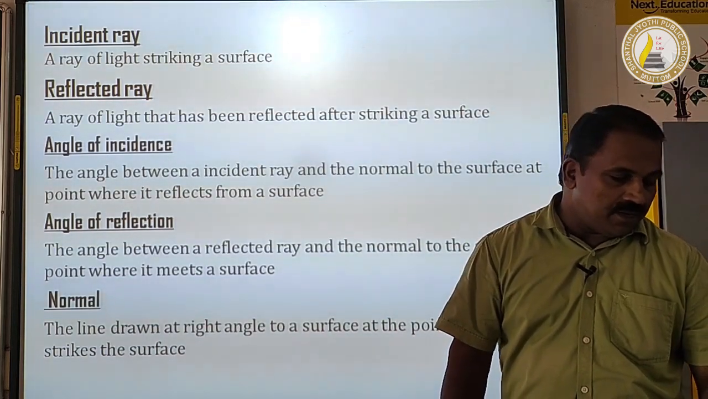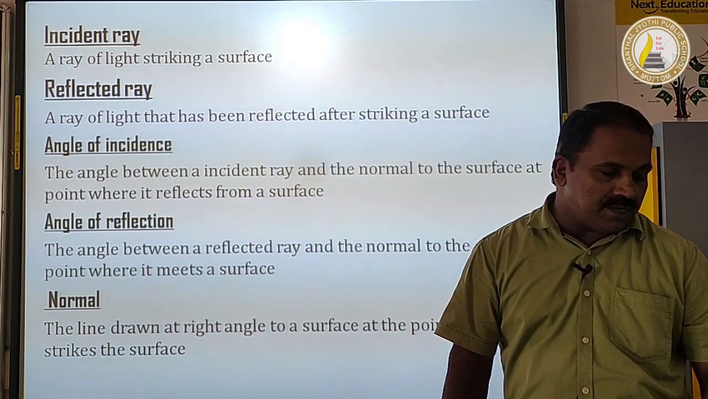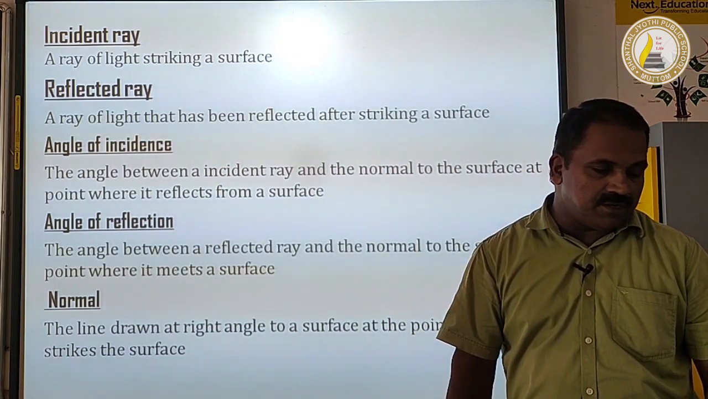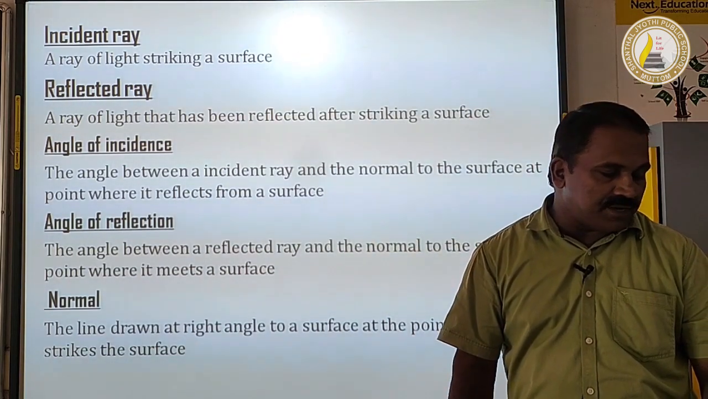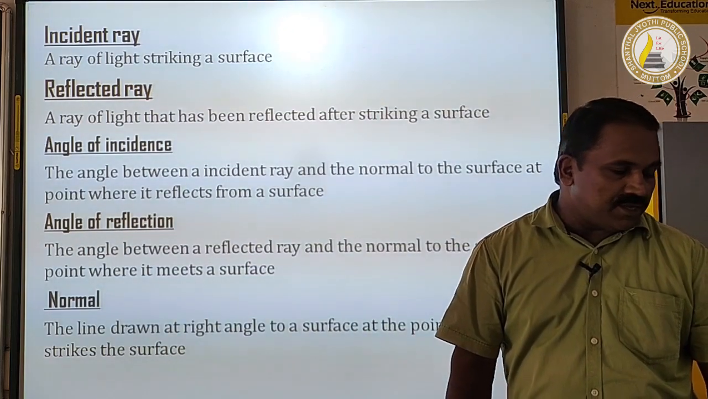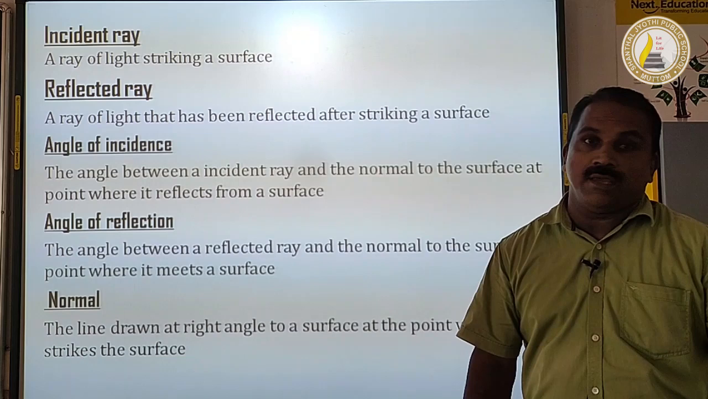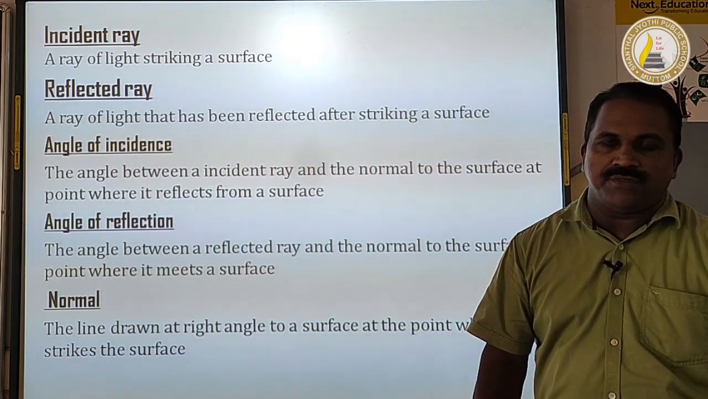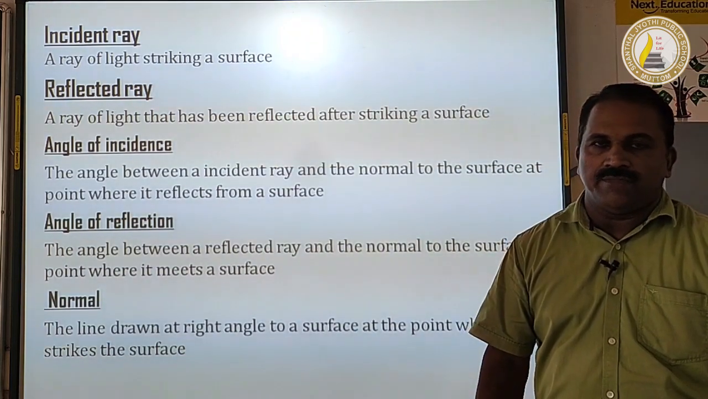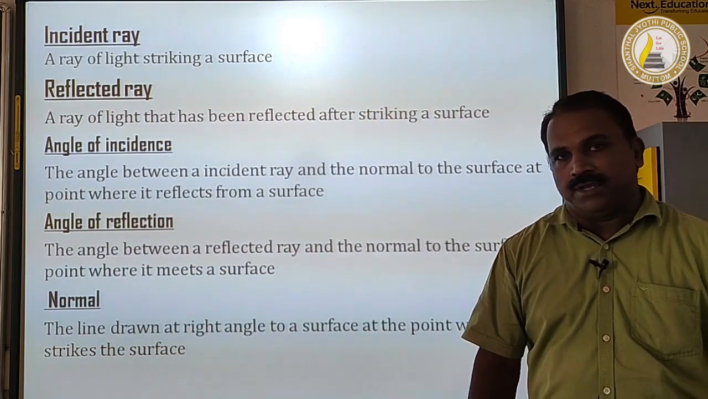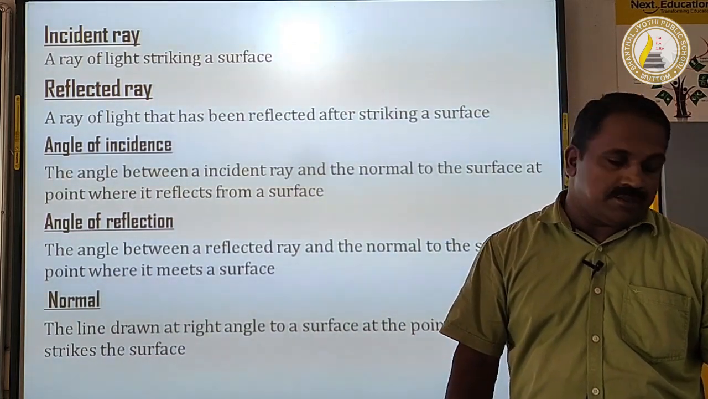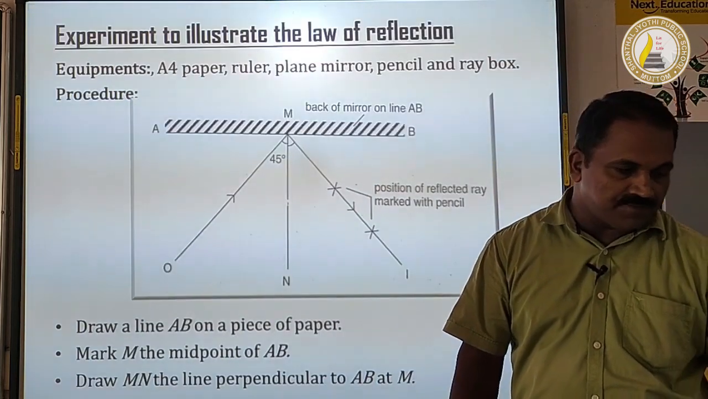What do you mean by normal? The line drawn at a right angle to the surface at the point where the ray strikes the surface. So the incident ray strikes the surface of a plane mirror. From that point we have to draw a perpendicular or 90-degree line, and that is called the normal.